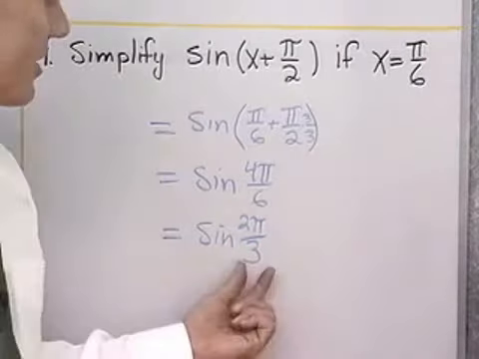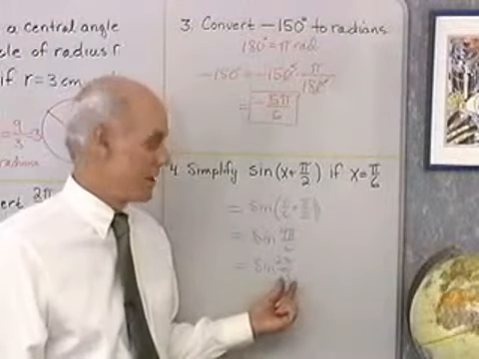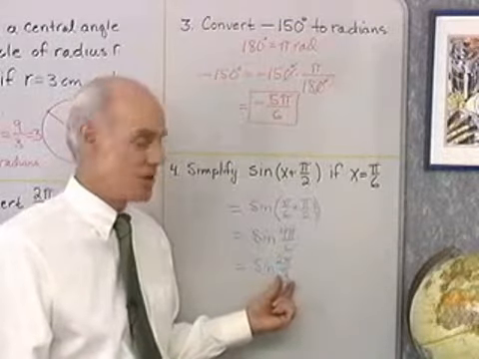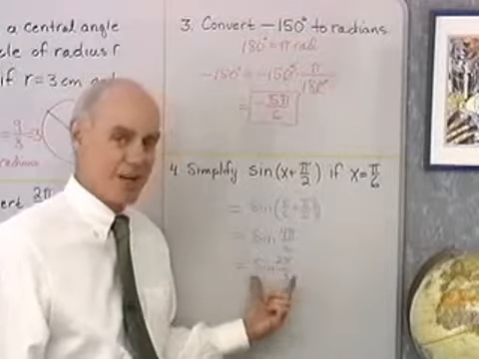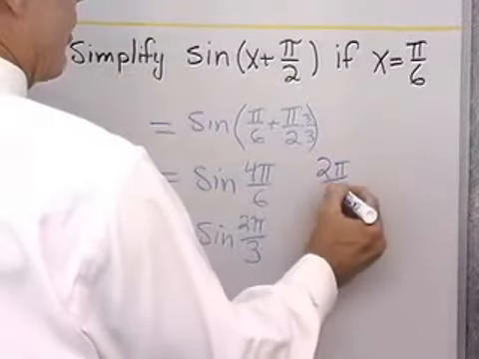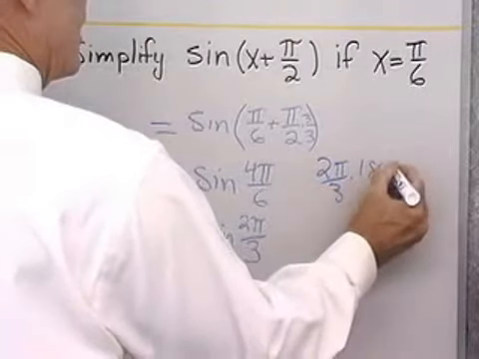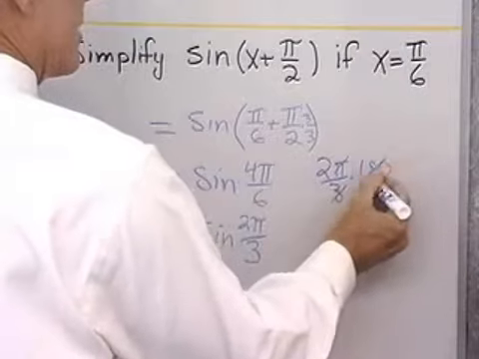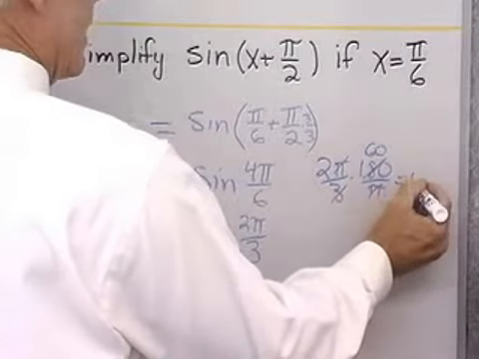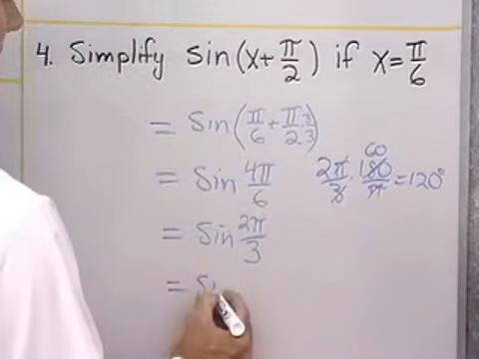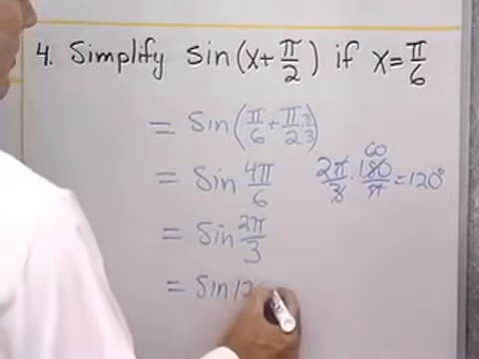Now, maybe I don't have this memorized, what the sine of 2 pi over 3 is, so maybe I'll just convert this to degrees real quick, and then I can find what the sine of that is. Let's just see. 2 pi over 3 times 180 over pi. Pi's divide out. 3 divides into 180 60 times. I get 120 degrees. So this is the same as the sine of 120 degrees.